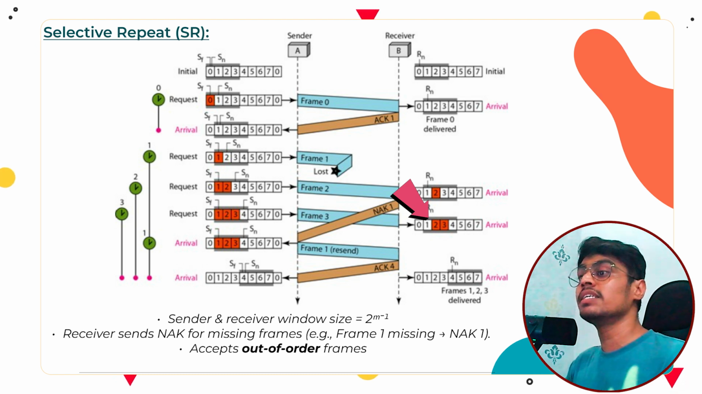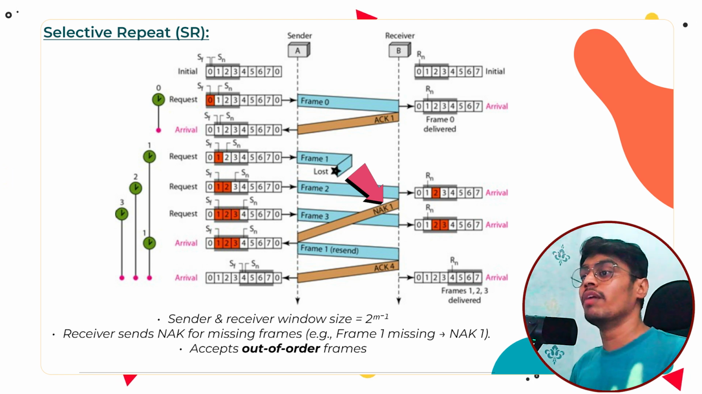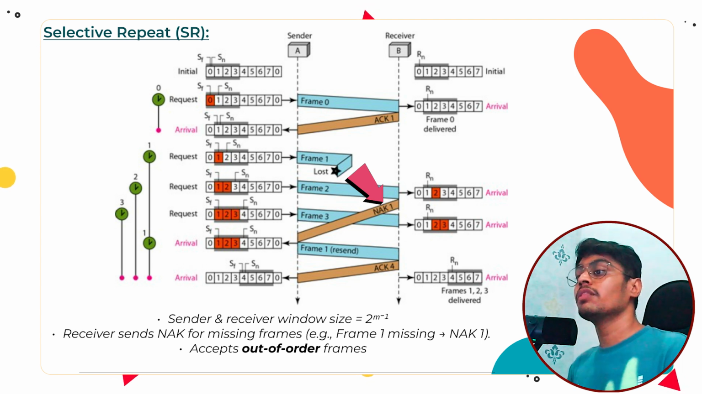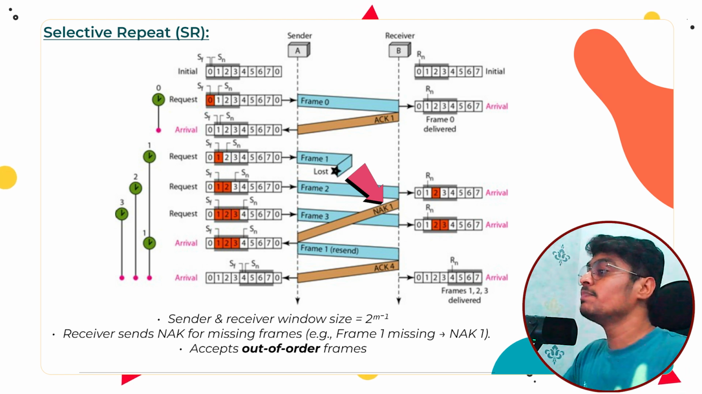So what will the receiver do about the missing frame? It will send a negative acknowledgement for frame 1. It means frames 2 and 3 have reached me, but frame 1 didn't come. The negative acknowledgement contains the sequence number 1. Okay, so what does this mean for the sender?